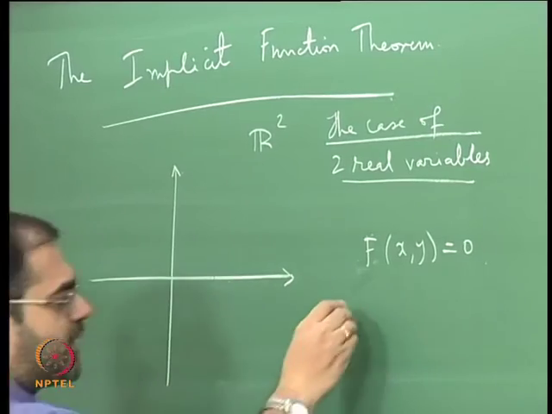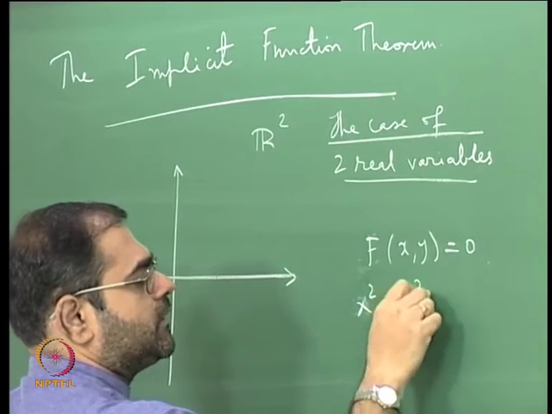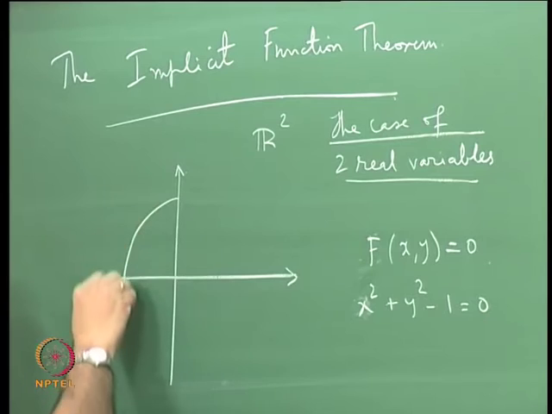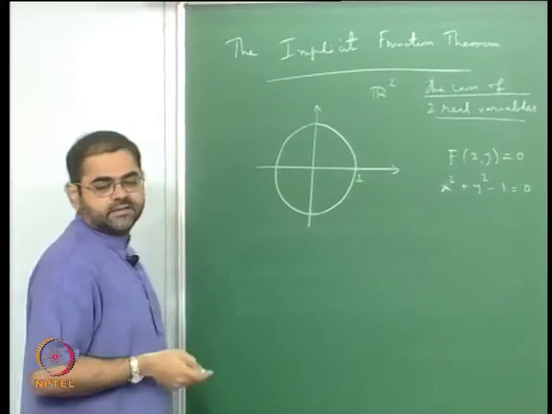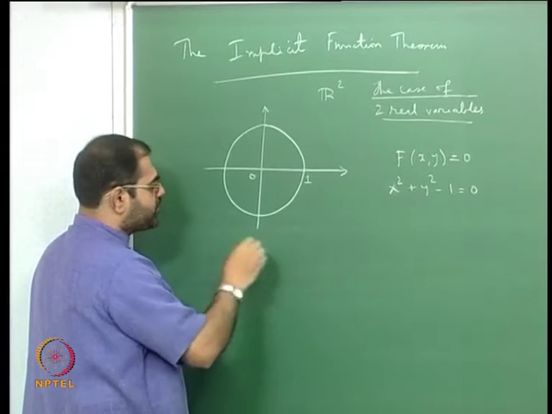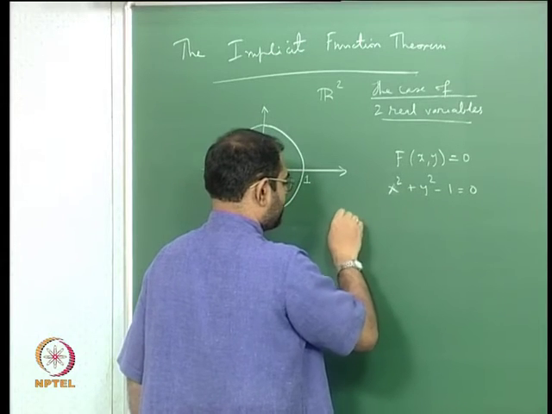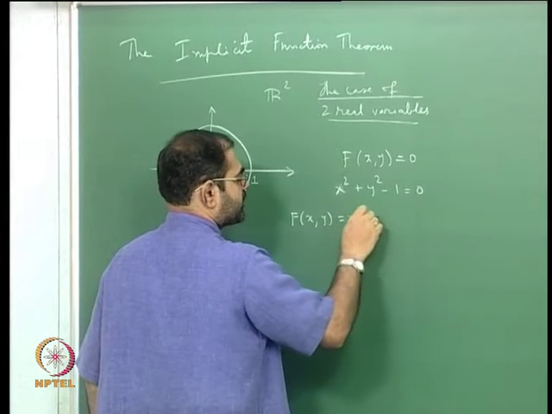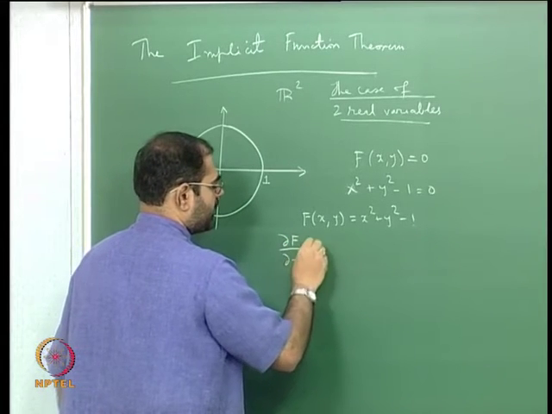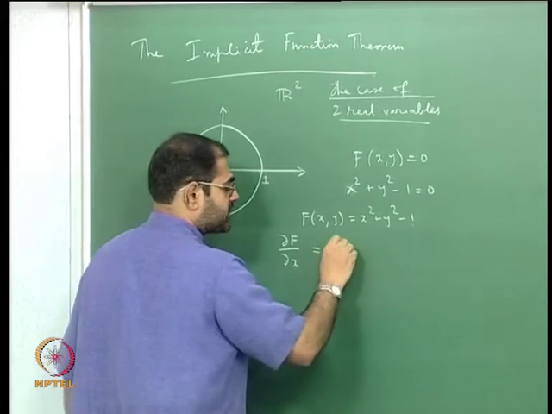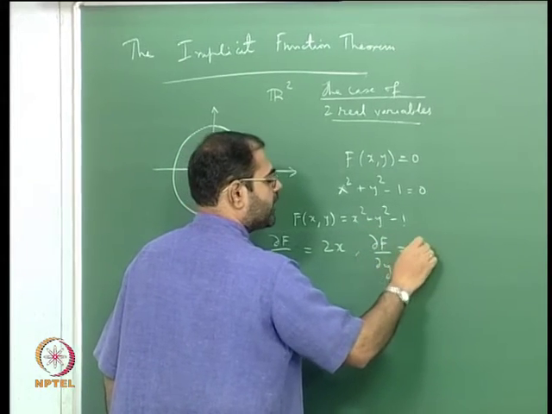So the standard example is x squared plus y squared minus 1 equal to 0, which you know is the unit circle centered at the origin. And what you should notice is that if I take the example f of x comma y equal to x squared plus y squared minus 1, and partially differentiate this with respect to x, I'll get 2x. And if I partially differentiate it with respect to y, I get 2y.